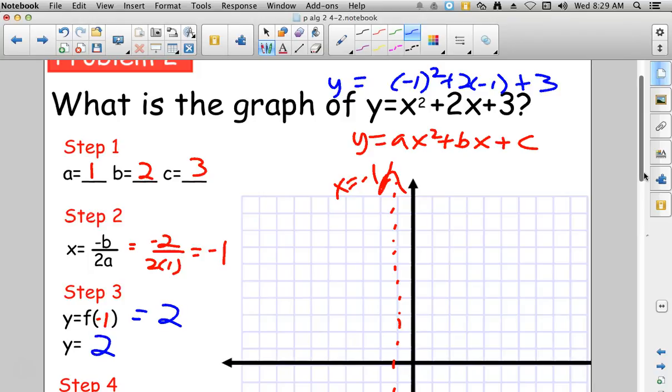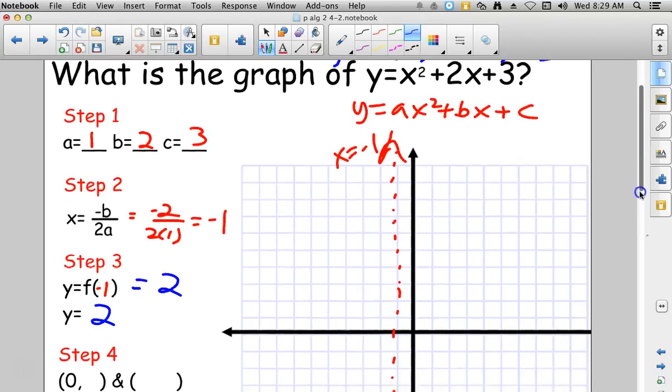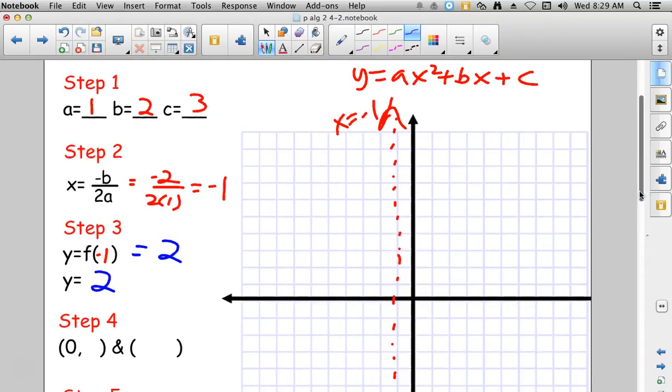So putting together our x value of negative 1 and our y value of 2 gives us our vertex, negative 1, 2. So there it is.